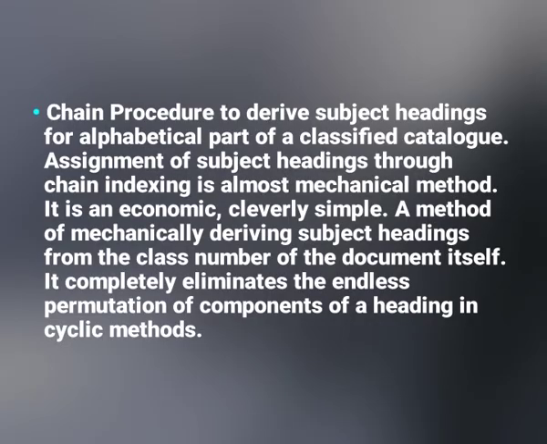So, chain procedure is to derive subject headings for alphabetical part of the classified catalog, wherein assignment of subject headings through a chain indexing is almost a mechanical method. It is an economic, cleverly simple method of mechanically deriving subject heading from the class number of the document itself. It completely eliminates the endless permutations of component of the heading in a cyclic method.